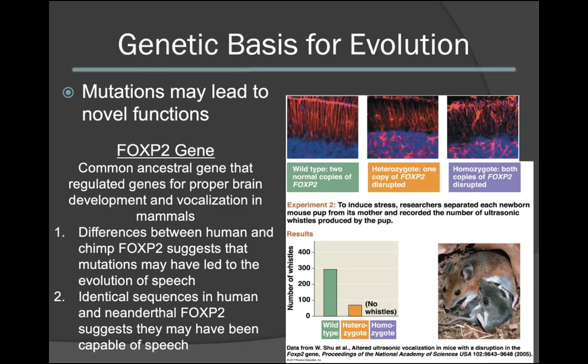What is noted with the FOXP2 gene is that there are distinct differences between the human and chimp genes. This suggests that a mutation may have arose that led to the evolution of speech in humans. It is also noted that identical sequences in humans and Neanderthals have been found with the FOXP2 gene. This suggests that Neanderthals may have been capable of speech.